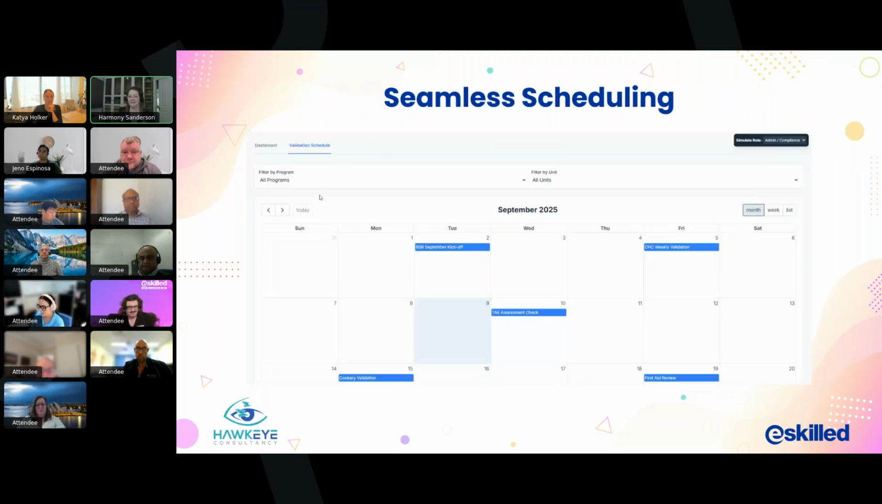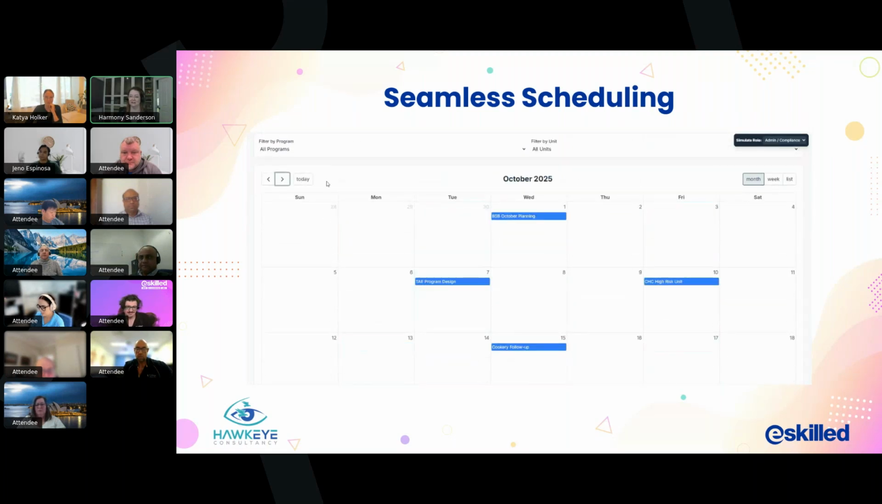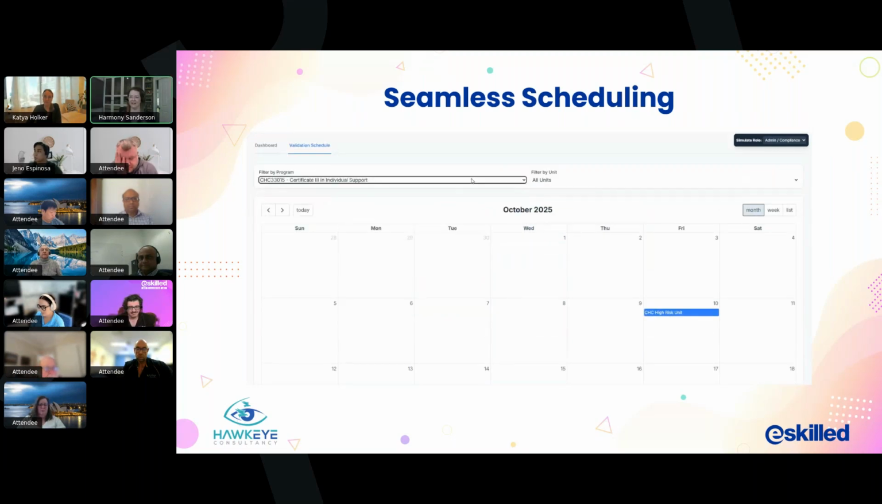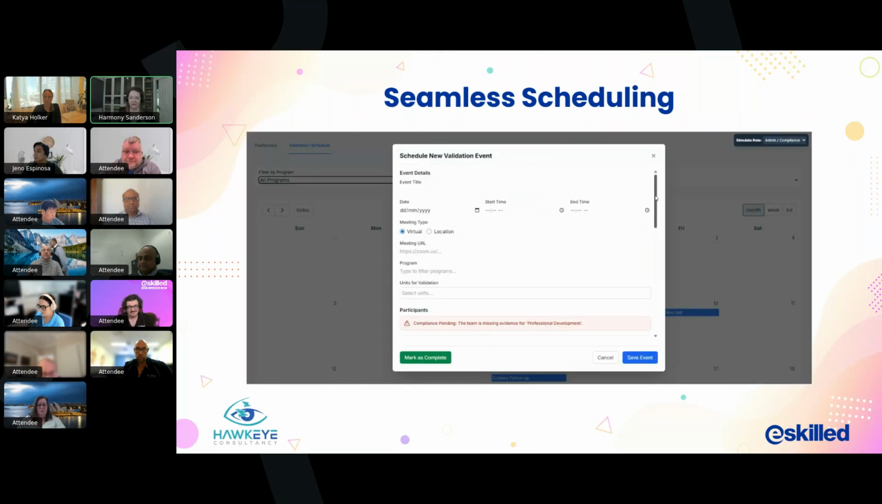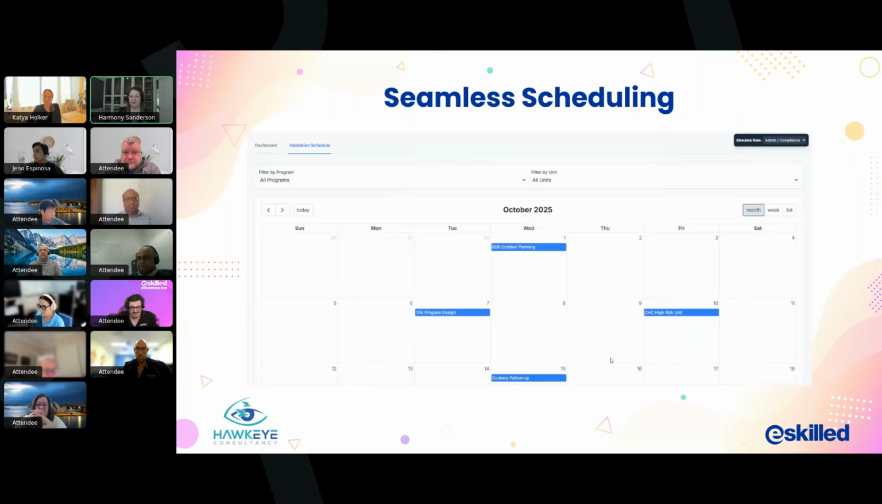And finally, the system makes scheduling seamless. From the dashboard, you can create validation sessions in just a few clicks. The unit details auto-populate, you assign the validator, and the event automatically syncs to whatever calendar you're using, whether that's Outlook or Google. And to make sure that nothing slips through the cracks, the system sends automated reminders about upcoming events. That way your team stays on track and you reduce the risk of missed or delayed validation sessions. It's simple, it's integrated, and it takes the stress out of managing compliance timelines.